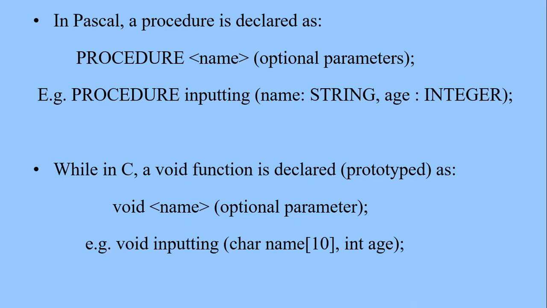My dear students and the rest of the learners, kindly note that the optional parameters can be written just in the same way we declare them at the declaration sections, either in Pascal or in C.